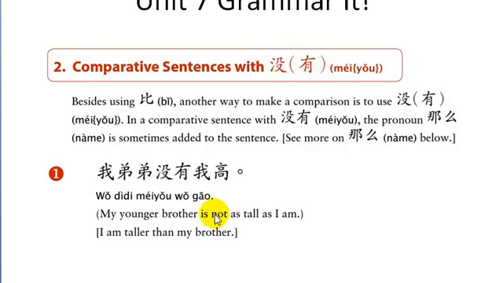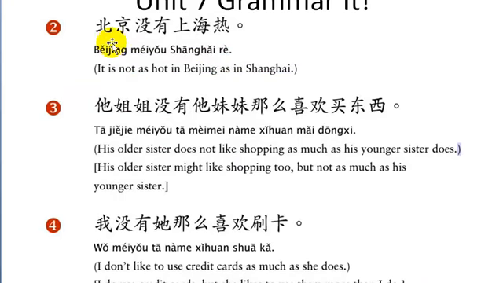In English, the comparison is as tall as or not as tall as. Here, it's A, and then B is 我, and you have A 没有 B 高. Okay, 我弟弟没有我高. This is negative, not. Right. We have 北京没有上海热. Okay, so Beijing is not as hot as Shanghai.